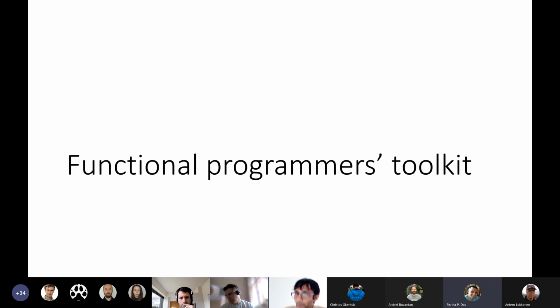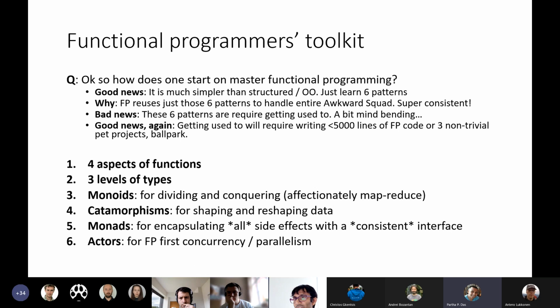Okay, so now that we are all looking forward to writing some code, how do you go about it? The way to look at it is that all you need is a toolkit, and the toolkit is much simpler to learn than, say, the structured or the object oriented. It's actually a lot simpler. I'll tell you why. It just has 6 patterns. FP uses just those 6 patterns to handle the entire awkward squad, and it's super consistent. So you just learn the 6 rules.